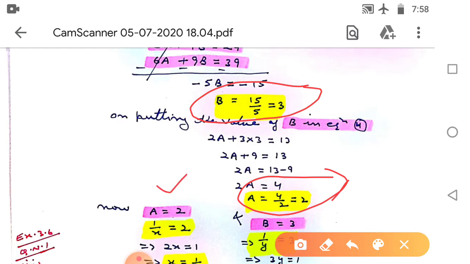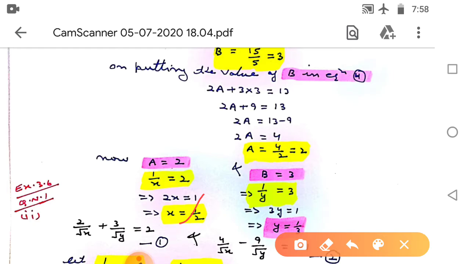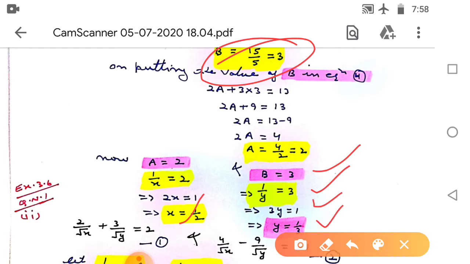Now when a is equal to 2, the value of a is 1 upon x, so 1 upon x is equal to 2. Now cross multiply: 2x is equal to 1, and the value of x here is 1 upon 2. Now look at b, the value of b is 3, but b is equal to 1 upon y, so 1 upon y is equal to 3, so 3y is equal to 1, and the value of y comes 1 by 3. So here the value of x is 1 by 2 and the value of y is 1 by 3.